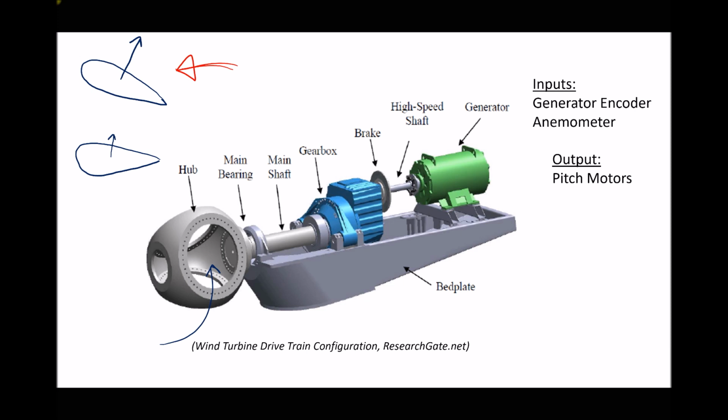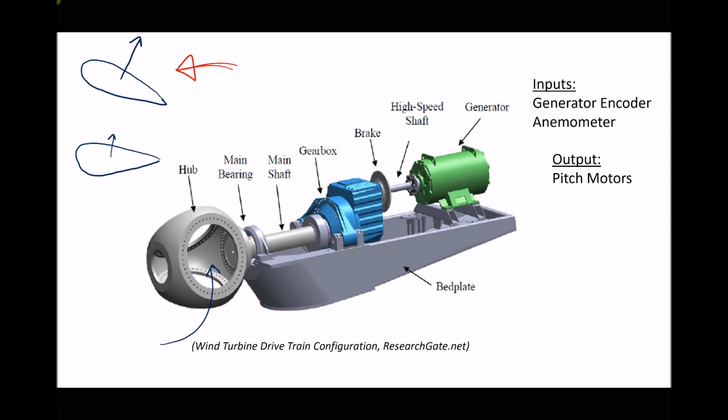So we have our input, the generator encoder. We have the PLC program that receives that information and controls the output, and the output in this case is the pitch motors. Now one other thing that's worth mentioning is we may have additional inputs, and I've mentioned there the anemometer. Now the role of the anemometer is to measure wind speed, and what we said was if the wind speed was below 3.5 meters per second, then we would need to pitch our blades out of the wind. And if the wind speeds were above 25 meters per second, we would also need to pitch the blades out of the wind or feather the blades.